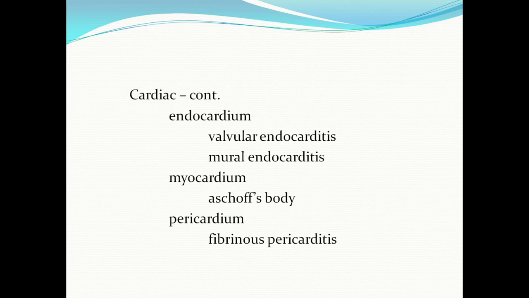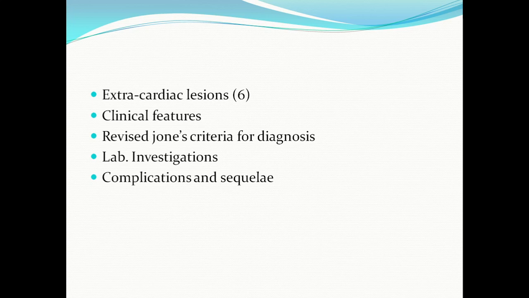In mural endocarditis, you can see MacCallum plaques. In the myocardium, it is throughout soft and flabby, and throughout you can see the Aschoff bodies. In the pericardium, you can see a bread and butter type of appearance in the form of fibrinous pericarditis. The extracardiac lesions involve the joints in the form of arthritis, the CNS in the form of Sydenham chorea, and the skin in the form of erythema marginatum and subcutaneous nodules.